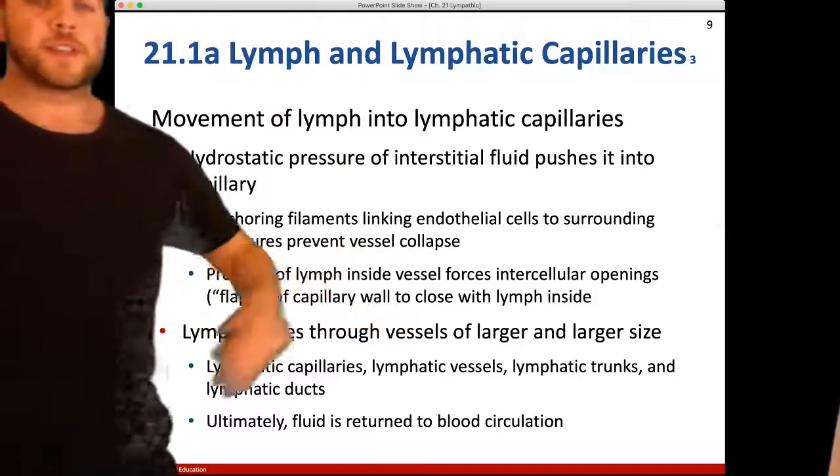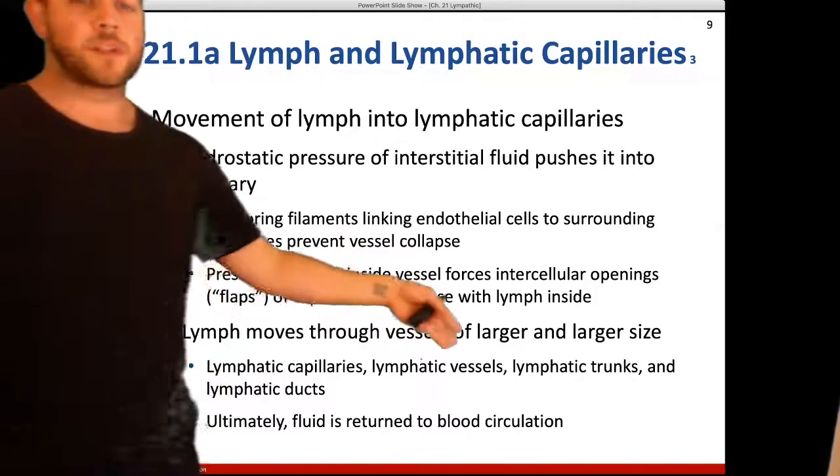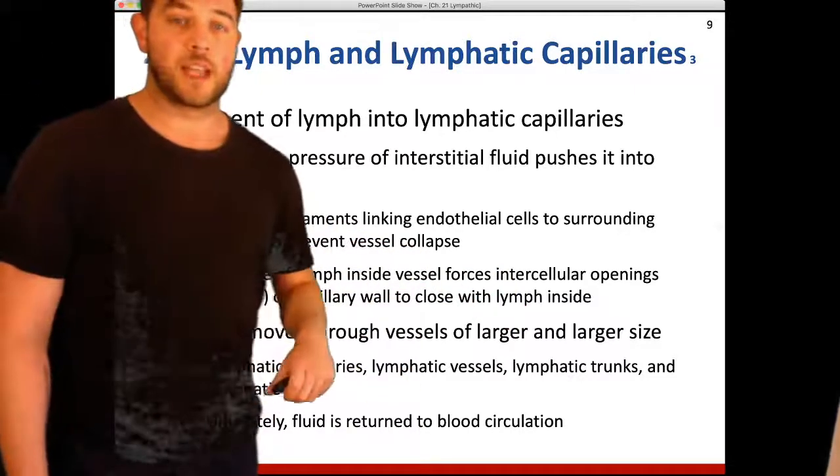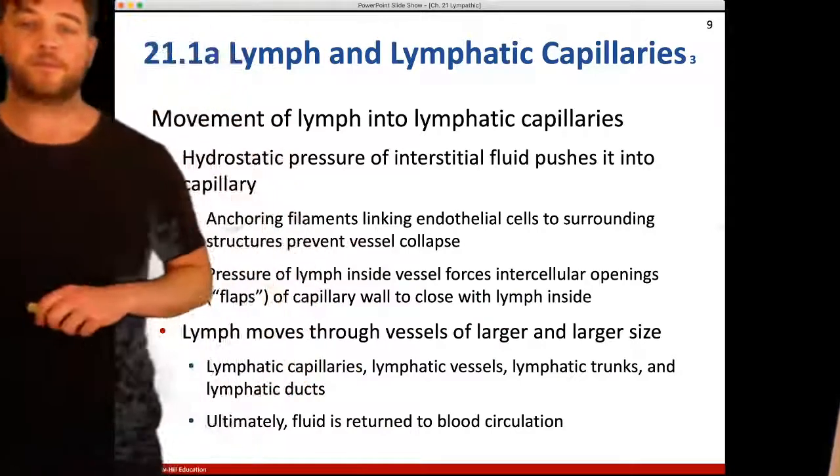Lymph will then move through vessels of larger and larger size. Capillaries lead to vessels, to trunks, to lymphatic ducts. Ultimately, fluid is returned to blood circulation at the subclavian veins.